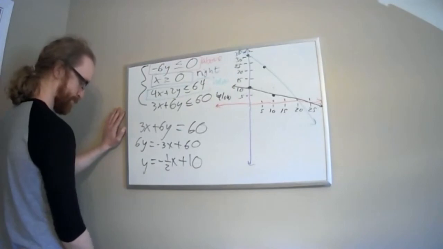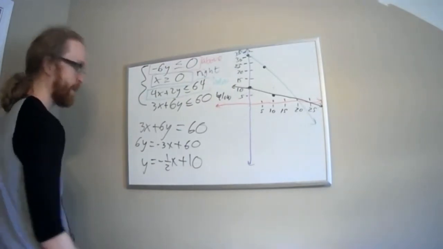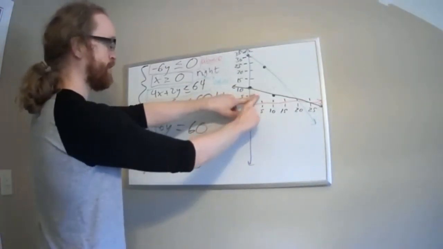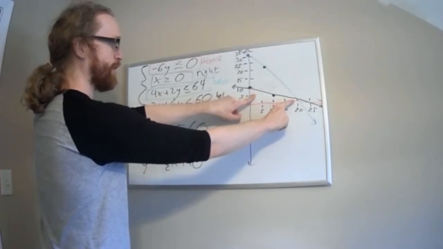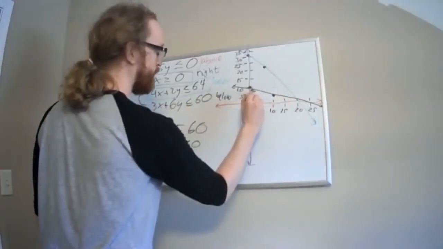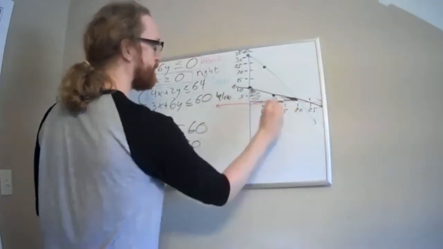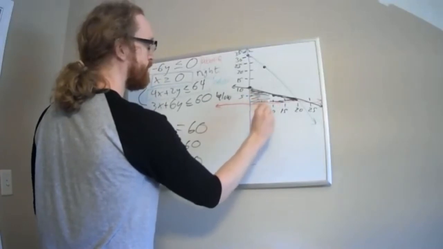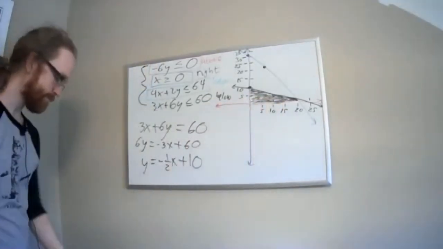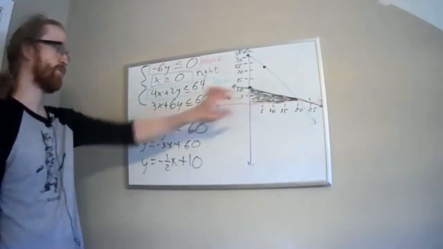So what I find is that all of my shadings, if I look, I'm shading above the red line, I'm shading to the right of the purple line, I'm shading underneath the black line, and I'm shading underneath this green line. Turns out I'm going to shade in this shape here. All my shading should overlap right here. Okay. So that's where my feasible set is. That's where all the shadings overlap.